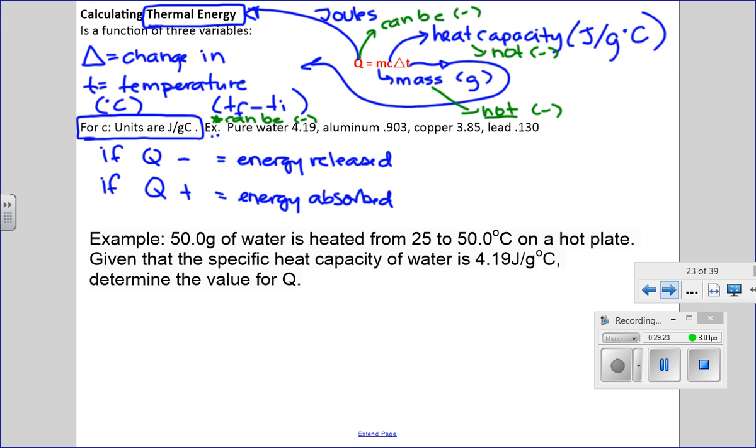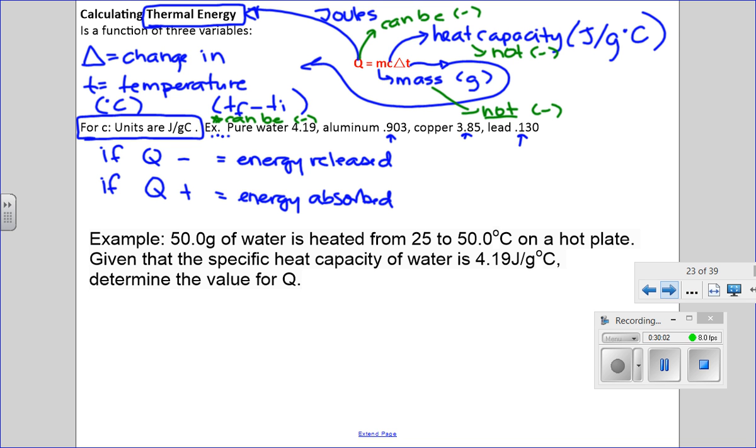Now you'll notice that I gave you examples of some other values. I don't need you to memorize heat capacities. What I wanted to show you was that lots of substances have really small numbers as their heat capacity. If we take a look, aluminum is 0.93, lead is 0.130. Copper is actually relatively high, it's 3.85, but not many things are as high or higher than water with their heat capacity, which is why water has such a huge impact on climate.